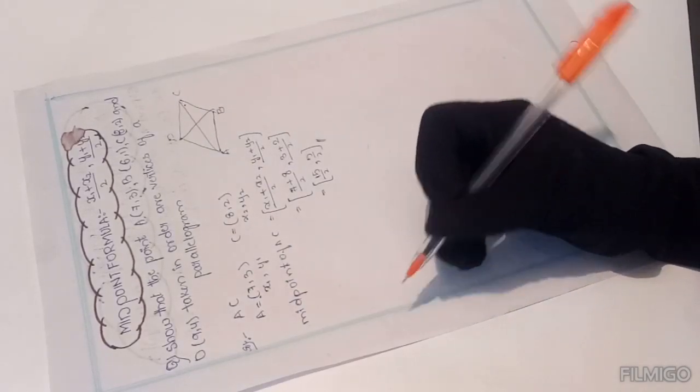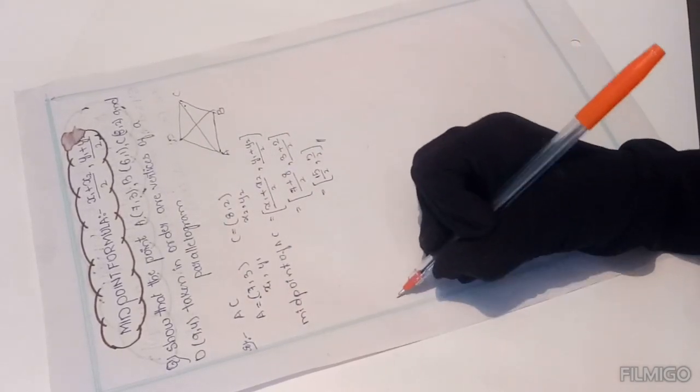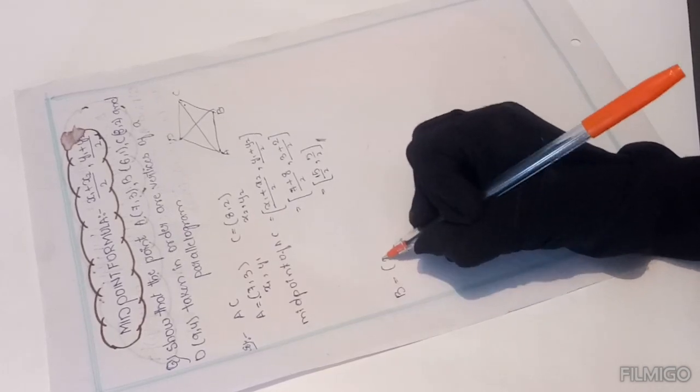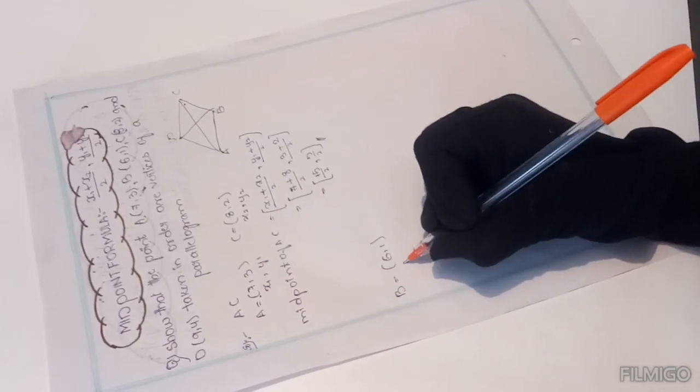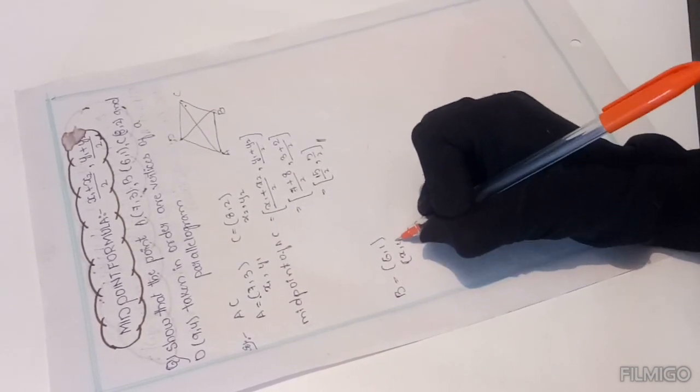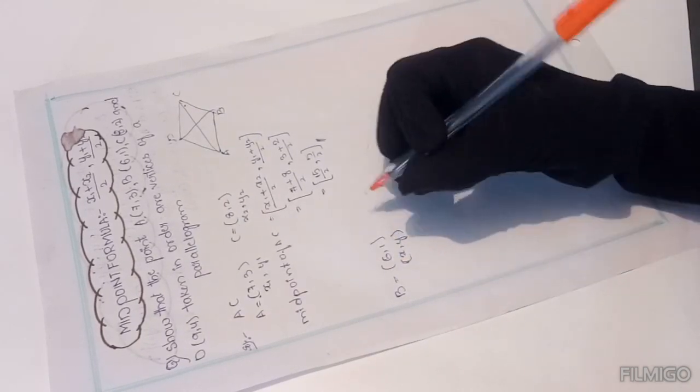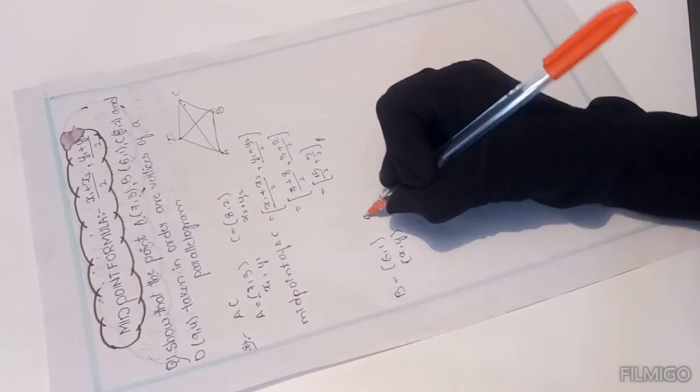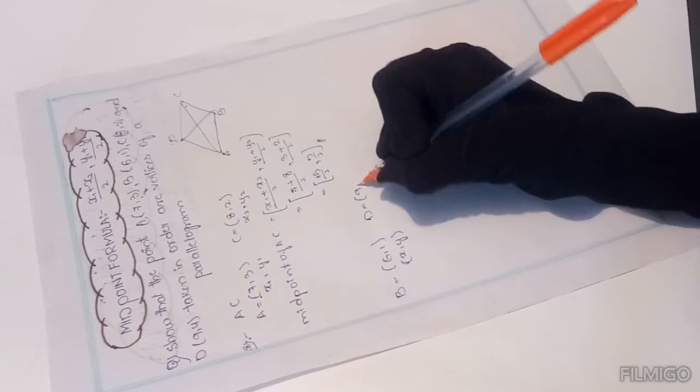Now we have to find the midpoint of BD. The coordinates of B are 6 comma 1. Compare it with x comma y. We get x is equal to 6, y is equal to 1. The value of D is 9 comma 4.